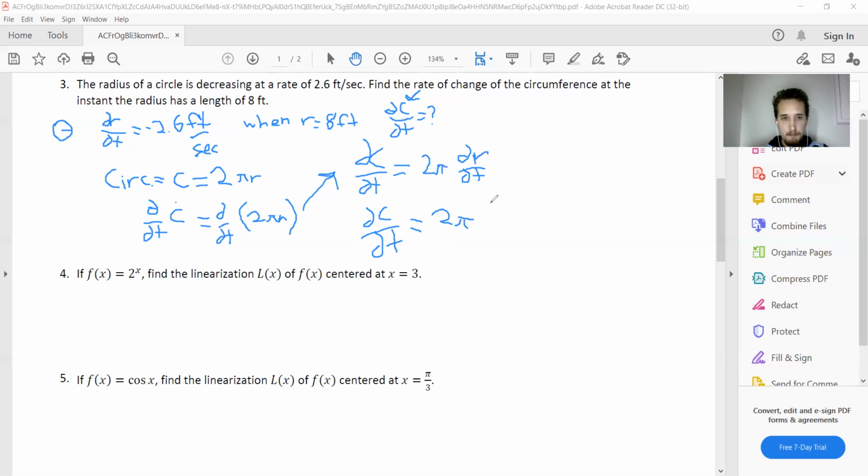2 pi dr/dt, negative 2.6 feet per second.